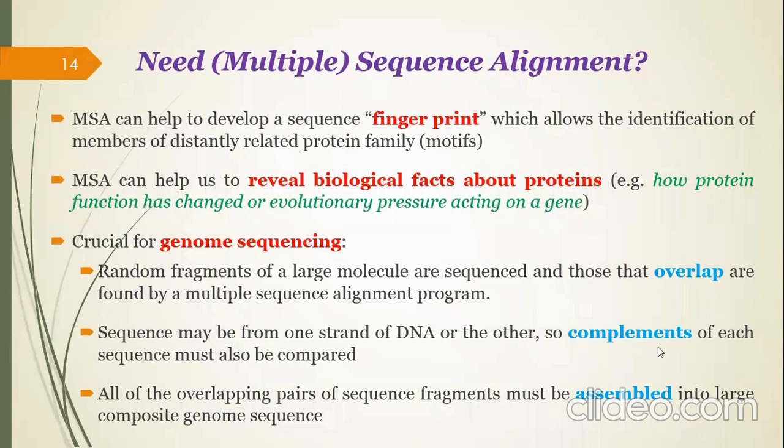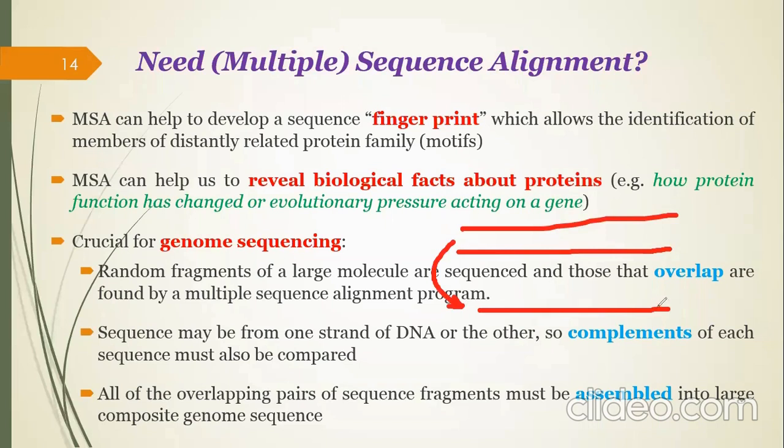Okay, and next, a sequence may be found from one strand of the DNA or from the other strand, so the complement of each sequence must be compared. If we have amplified a double-stranded sequence by PCR, and after that we sequence it and get this sequence, it can be like this one, or it can be like this one. How can we know whether this is the sense strand or the complementary strand? By alignment, we can confirm the sequence as well.